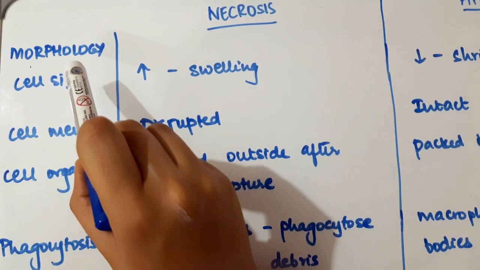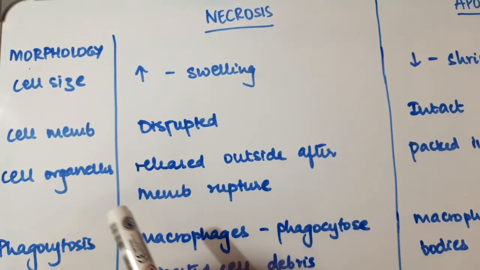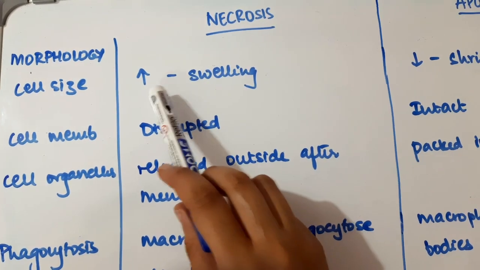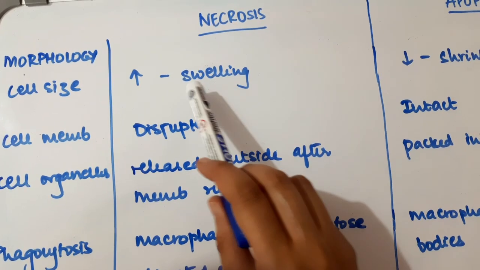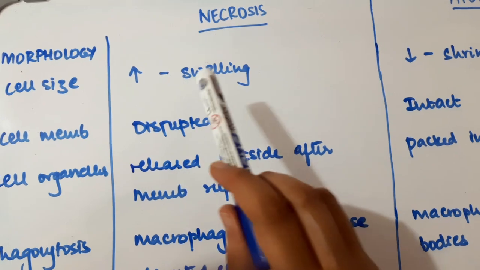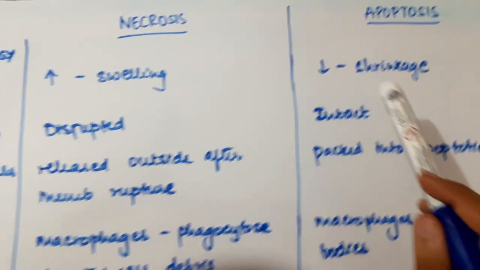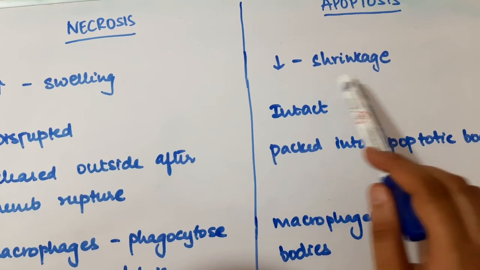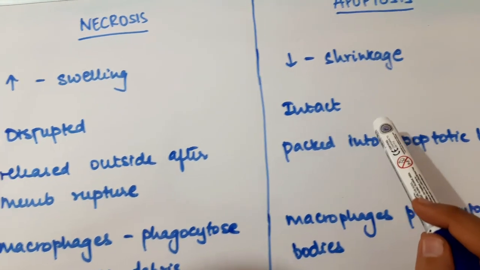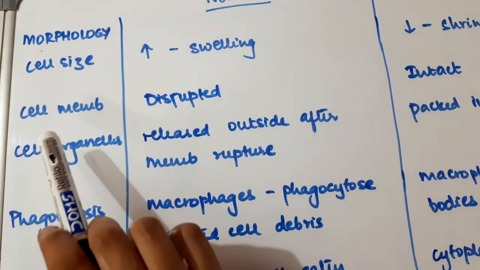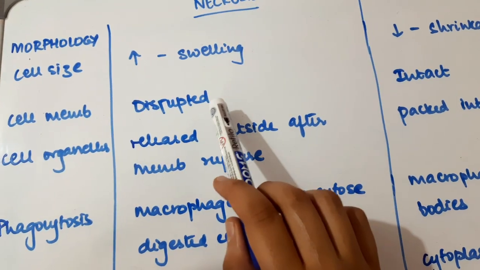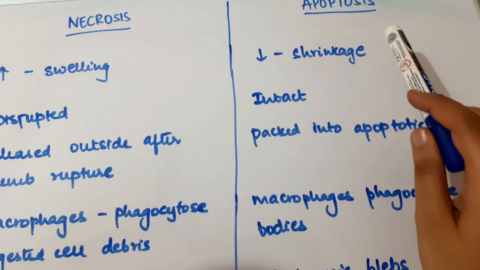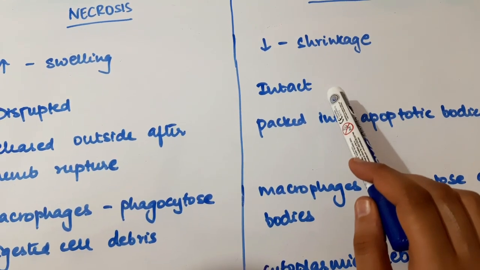If we talk about morphological differences between necrosis and apoptosis, in the cell size, in necrosis, cell size is increased. The cell will show a swelling. So the size will increase in necrosis, whereas in apoptosis, the cell will show a shrinkage. Size will be reduced. Cell membrane gets disrupted in necrosis, whereas the cell membrane in apoptosis remains intact.